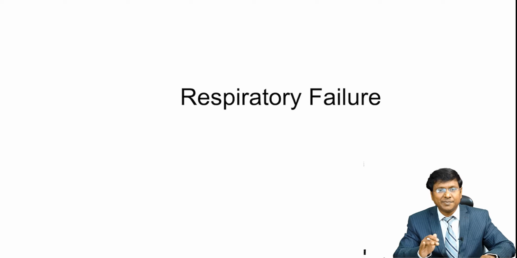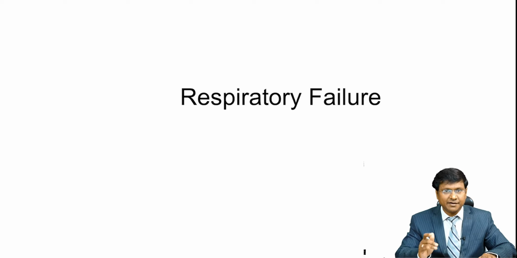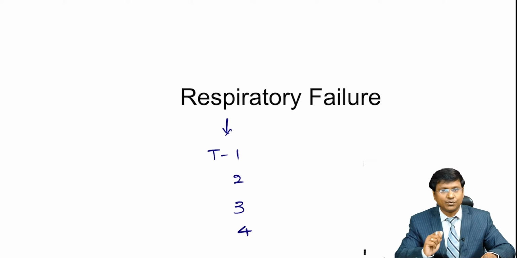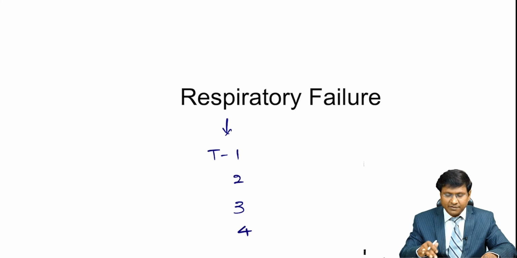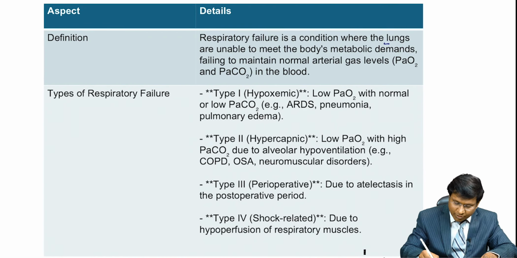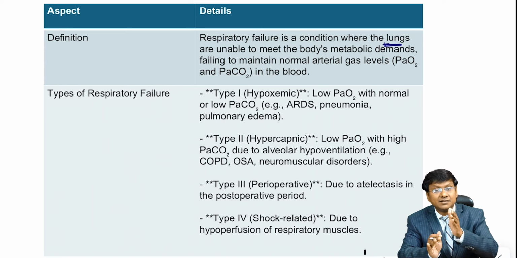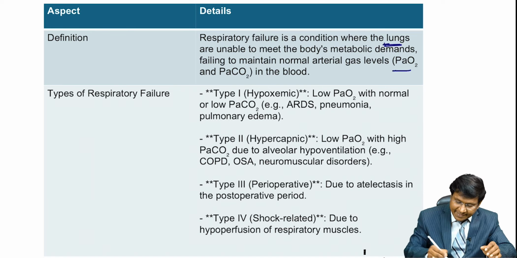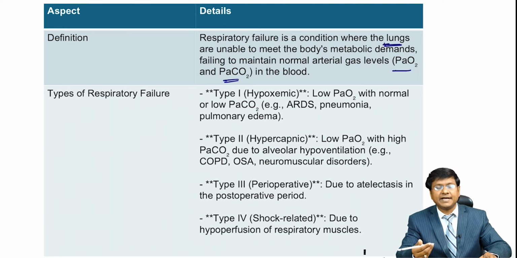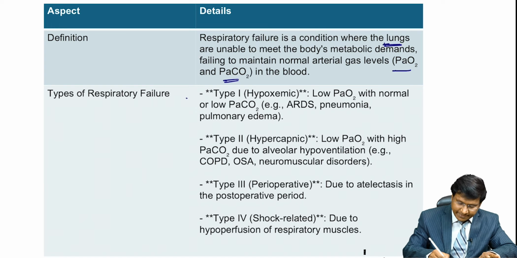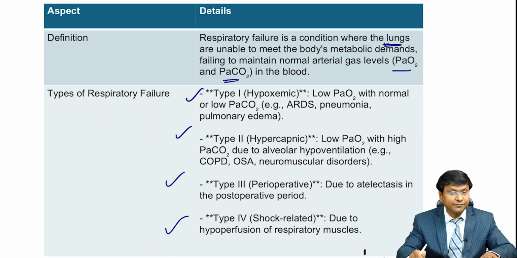Now, the next topic in the respiratory system is respiratory failure. In respiratory failure, we have a total of 4 types: type 1, 2, 3, and 4. If you take respiratory failure, what exactly is the problem? It is a clinical condition where the lungs are unable to meet the body's metabolic demands, right? Because there is hypoxia, and there can be hypercapnia in certain types of respiratory failure. So we have a total of 4 types, type 1, 2, 3 and 4.